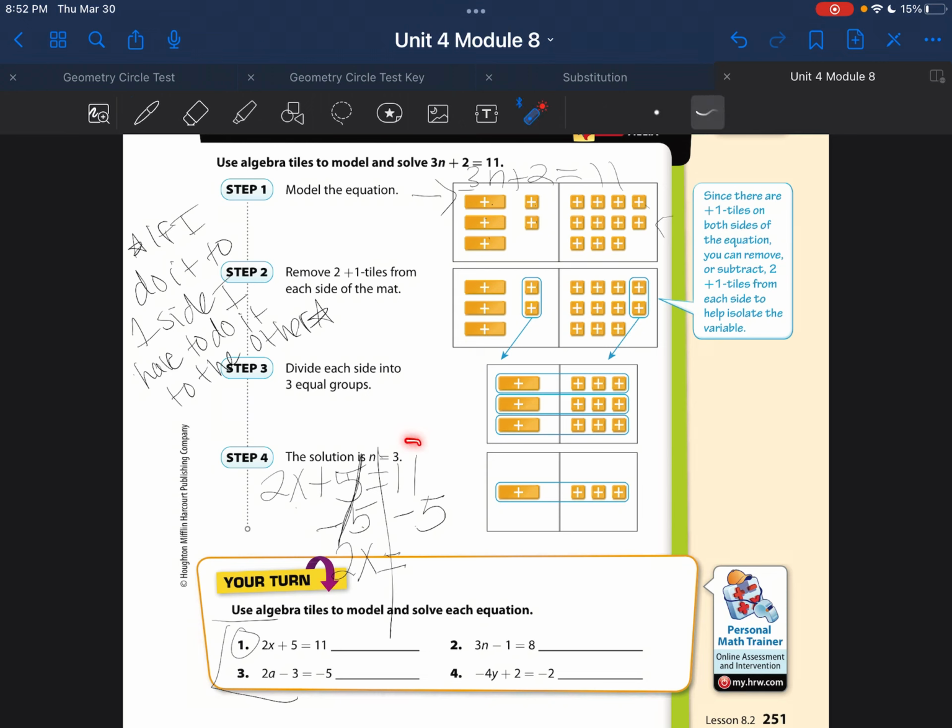Then this is the part that I really want you to pay attention to here. Do this equation exactly as it shows. What exactly does this say? 11 minus 5. What is 11 minus 5?